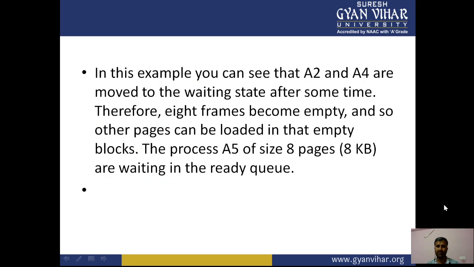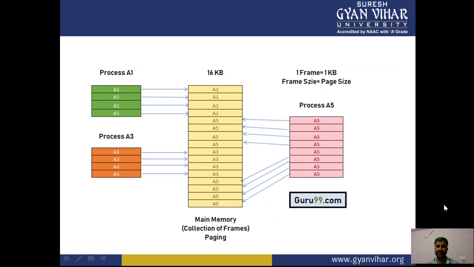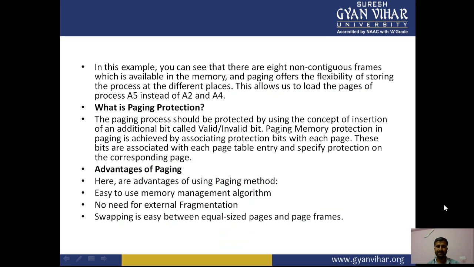Before that, we discussed A2. Once A2 is completed, it can be replaced with A5, and A5 can likewise be replaced with A4. So this is all about the paging concept. In this example, you can see that there are 8 non-contiguous frames available in memory, and paging offers the flexibility of storing a process at different places. This allows us to load the pages of process A5 in place of A2 and A4.